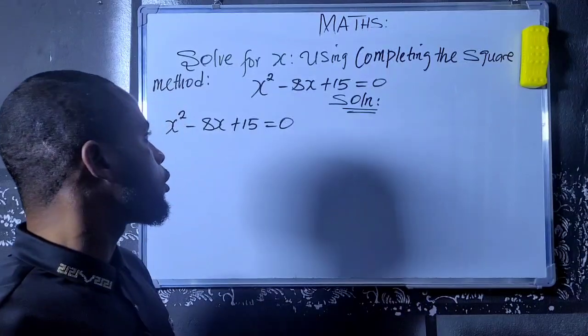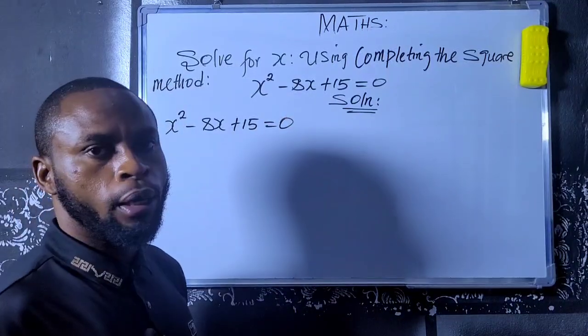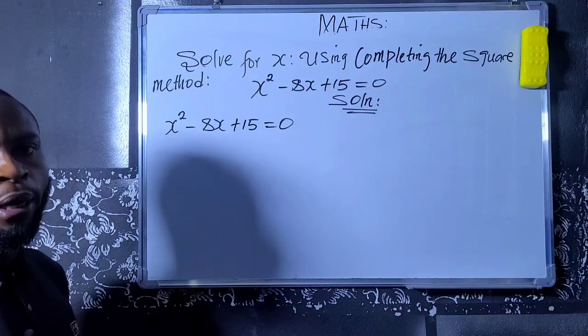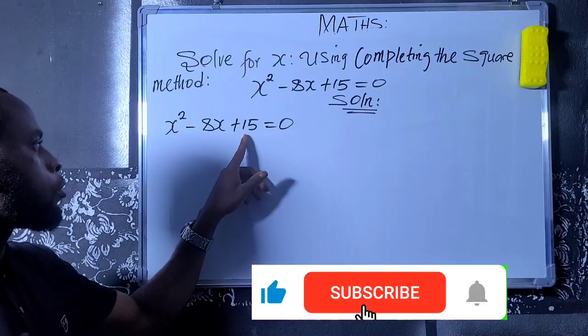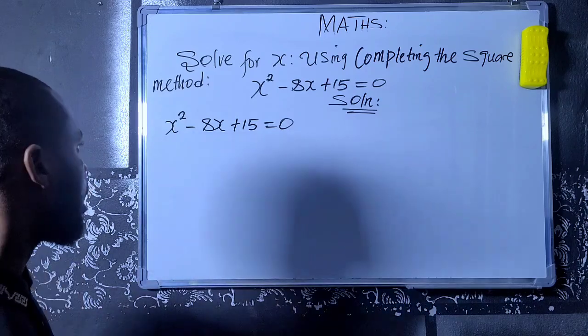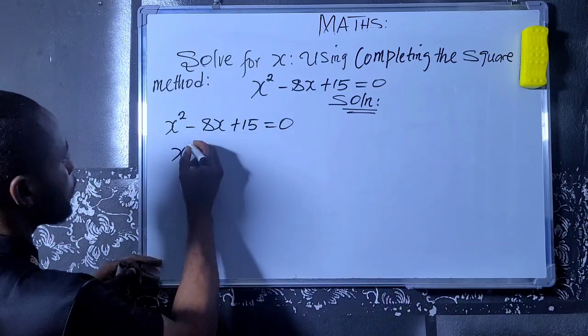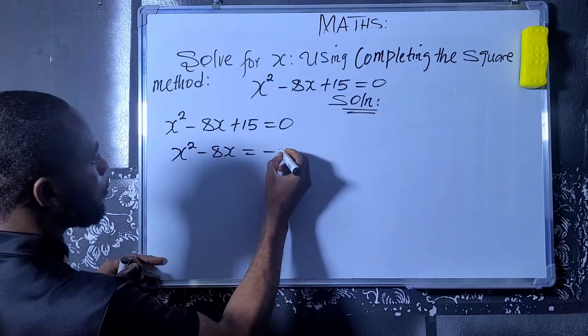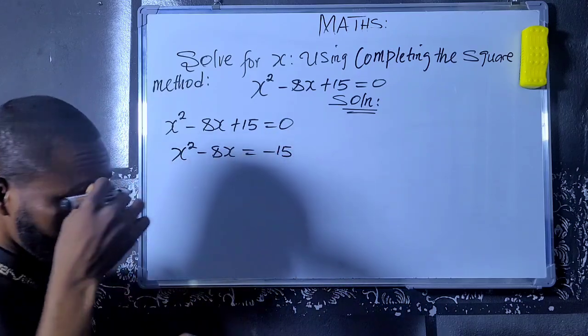We have to solve this using the completing the square method. Here, the first step to apply is to move this constant to the right-hand side of the equation, and the equation becomes x squared minus 8x equals minus 15.